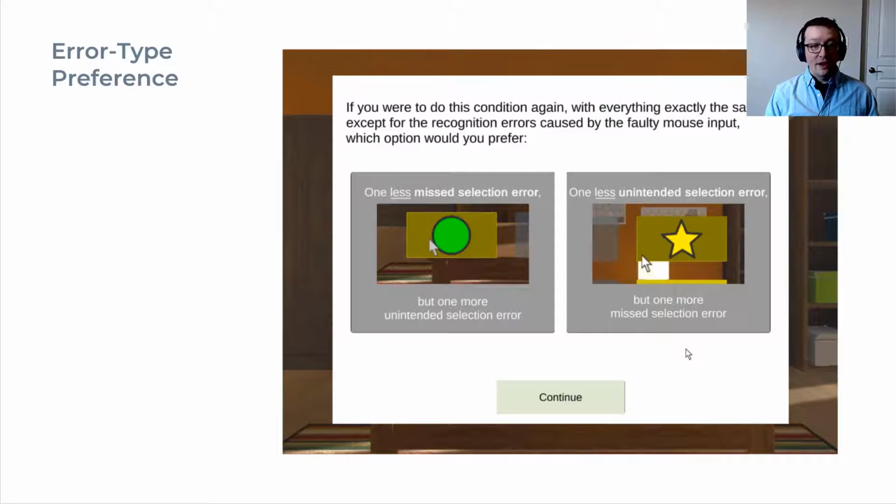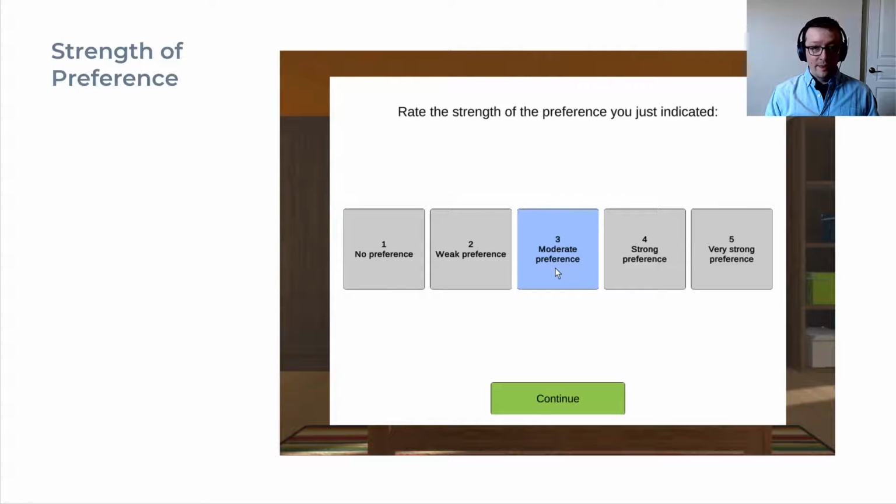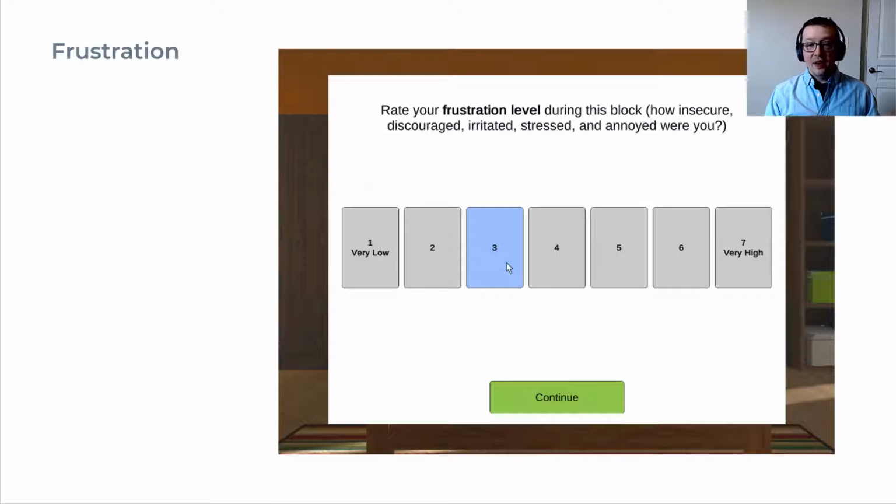Then they were asked for their error type preference through this interface here, and they rated the strength of their preference. And we used the strength response and the preference response to generate a strength-weighted error preference for each block. And then finally, participants provided a frustration rating for the block.